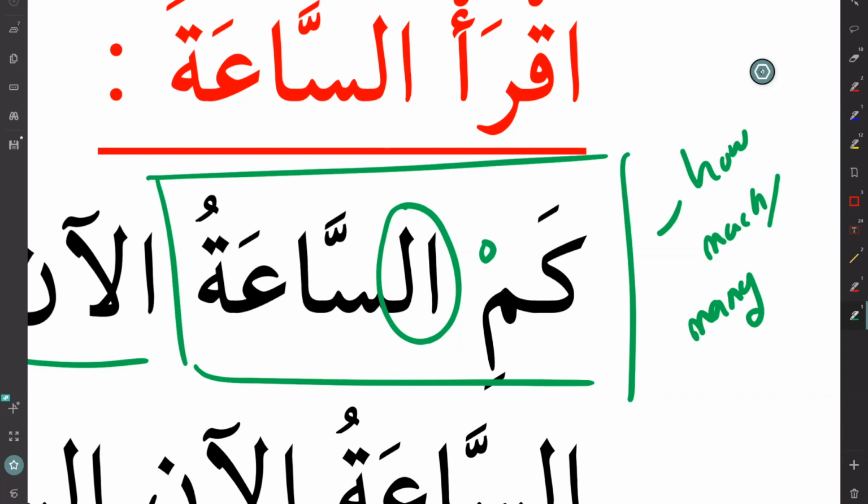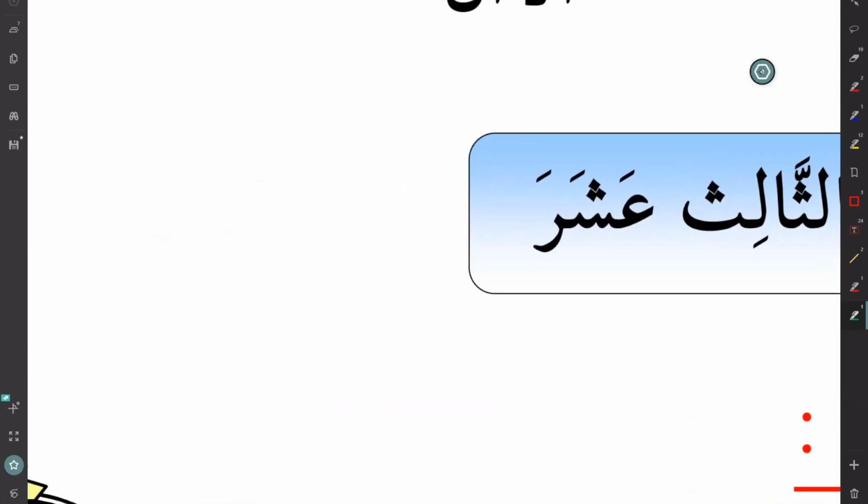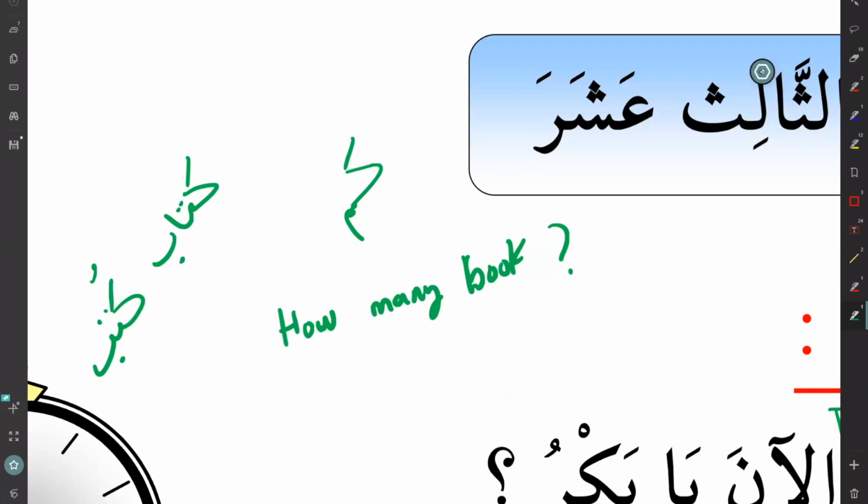So for example, if I want to ask you how many books, who can tell me how do we say? The word is come, book is kitab, and books is kutub. Okay, and the English is, we say how many books. Kam kitaban. Yes. Okay, so there's many issues to know.